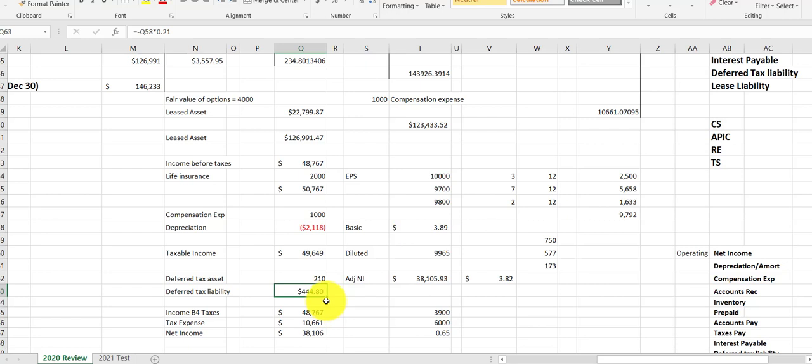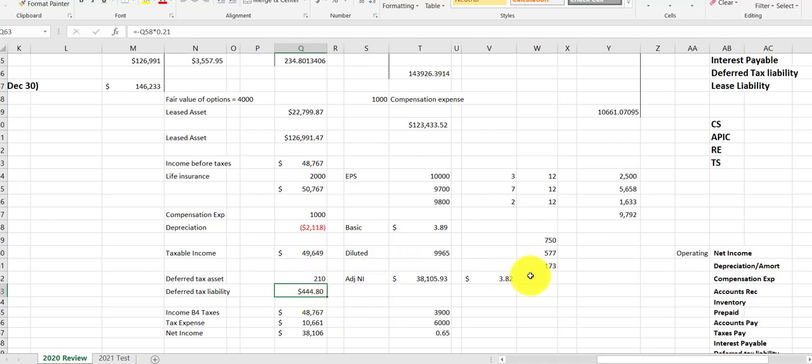Those are the deferred parts. There was nothing to compare them to last year, so we don't have to worry that we had an existing asset or liability that needs to be adjusted. So we calculate what it should be, and we don't have to compare it. Next year, you're going to have that issue to worry about.